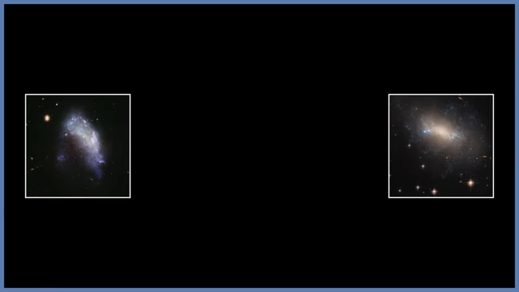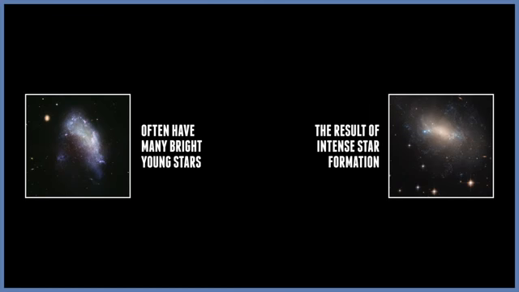Irregular galaxies are simply more chaotic. They can often be very bright, they can have young stars, and therefore they have recent bursts of star formation. But again, irregular galaxies can just be known as a galaxy that isn't quite spiral, but isn't quite elliptical.